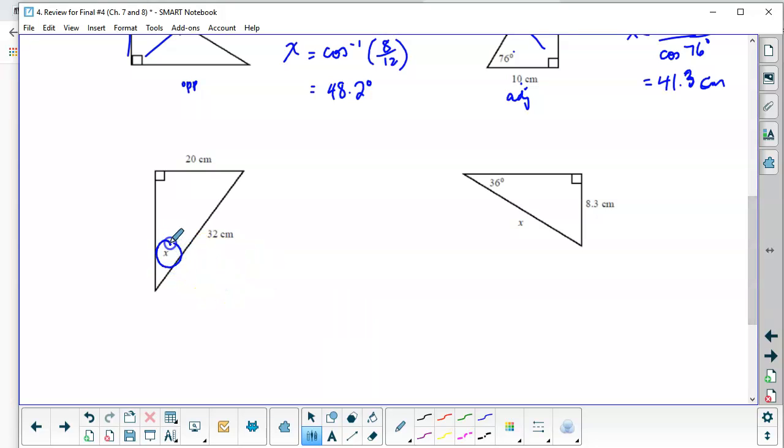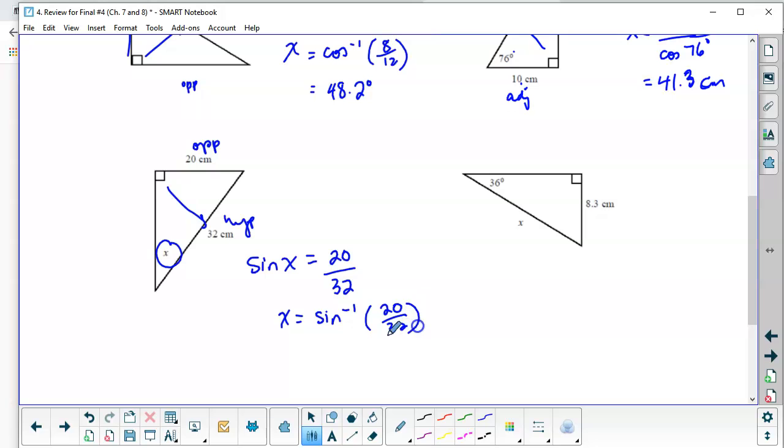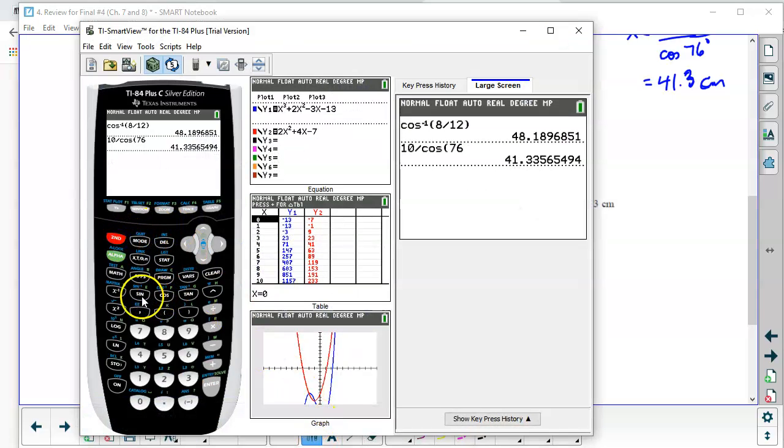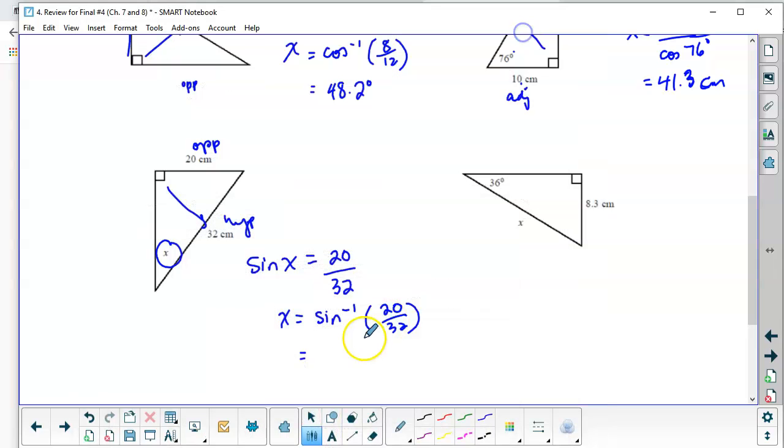Next one, we're looking for an angle. This is the hypotenuse. This is the opposite. So that's sine. So sine of x is 20 over 32. And so we're looking for an angle. That means we're pressing the inverse key. So second sine 20 divided by 32 is 38.7 degrees.